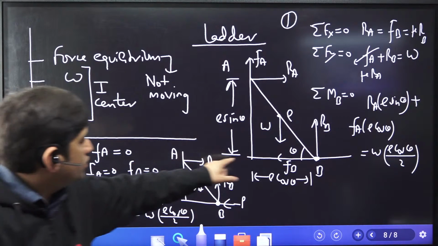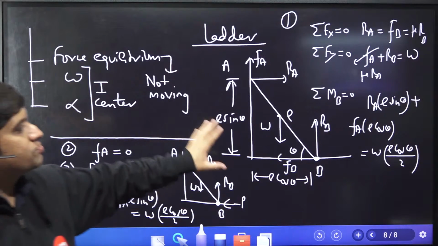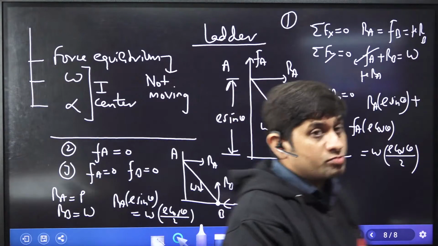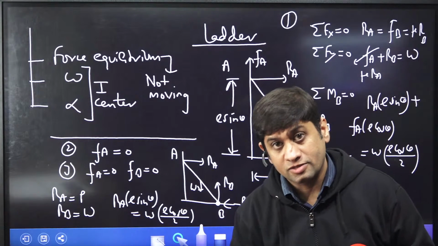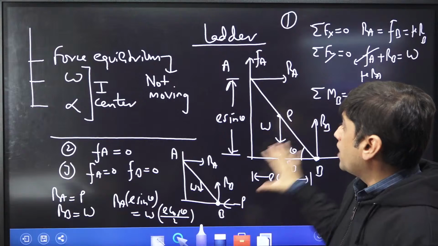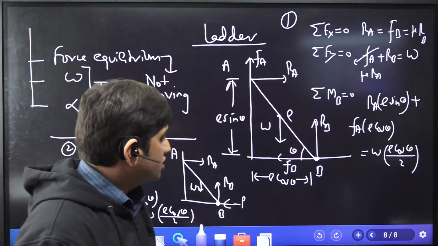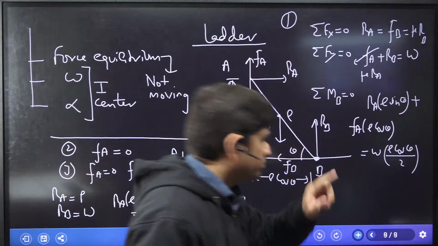Because RA is going to produce moment, W is going to produce moment, and you analyze this particular ladder. So this is the first part from where questions on the ladder are asked, like finding the forces, and we did that part yesterday also. Now I come to the second part.